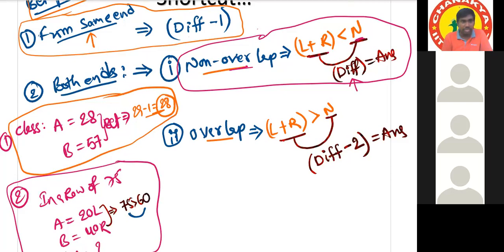75 and 60. What is the difference? So 15. 15 is the answer. 15 persons are there between them. And one more question.